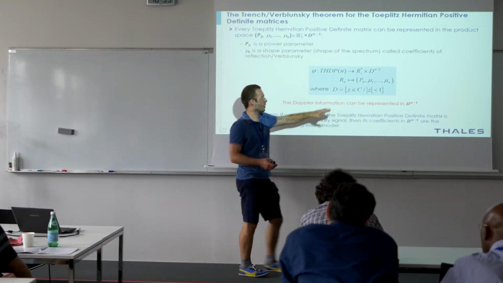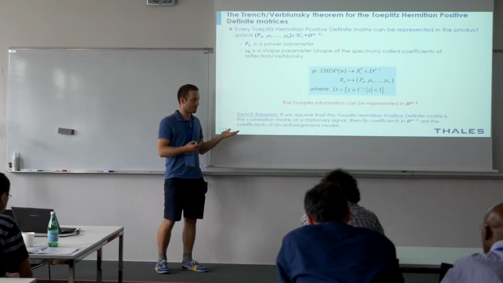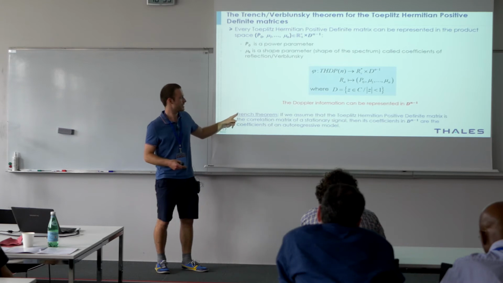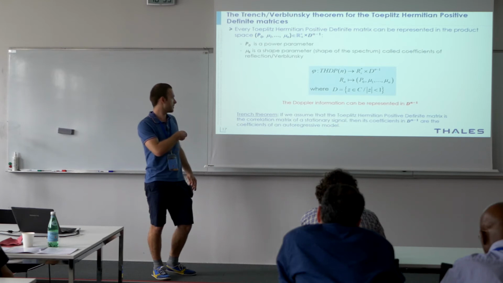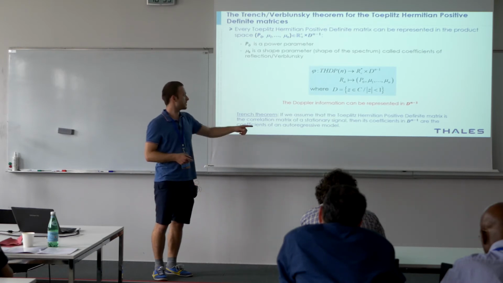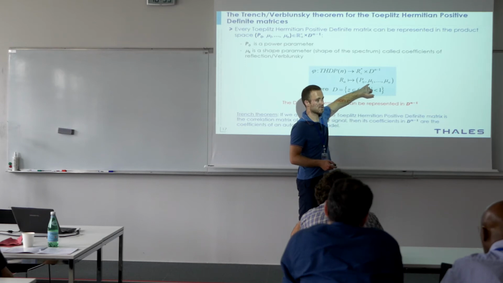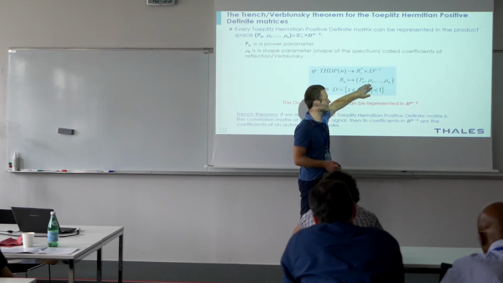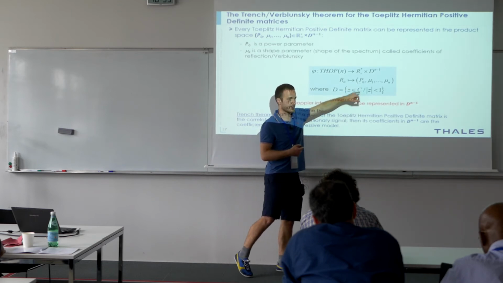What does it mean, the point in this space? We can understand the meaning through this theorem, which says that if we assume that the Toeplitz Hermitian positive definite matrix is the correlation matrix of a stationary signal, then its coefficients in D-1 are the coefficients of an autoregressive model. So the information here corresponds to the coefficients of the autoregressive model. And P0 is just the mean power of the signal.